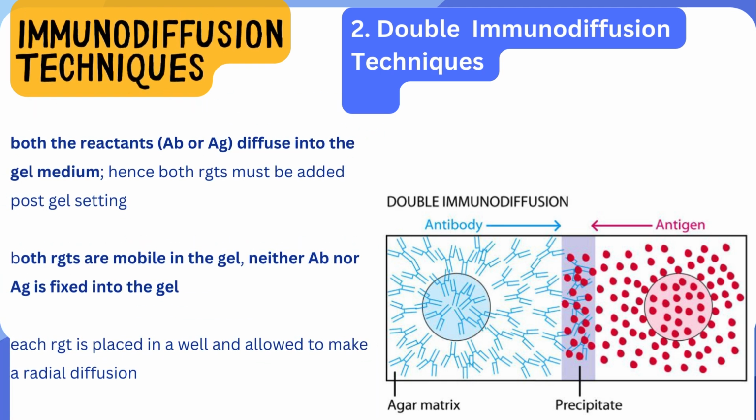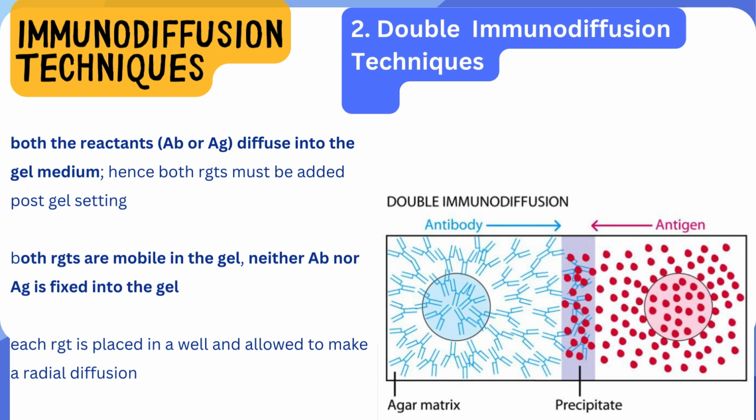So, the double immunodiffusion technique. Why double? Because both reactants, the antigen and the antibody, are diffusing. The antibody diffuses towards the antigen, and the antigen diffuses towards the antibody, forming a precipitate. Hence, both reagents must be added after the gel has set. Both reagents are mobile since they are both diffusing.